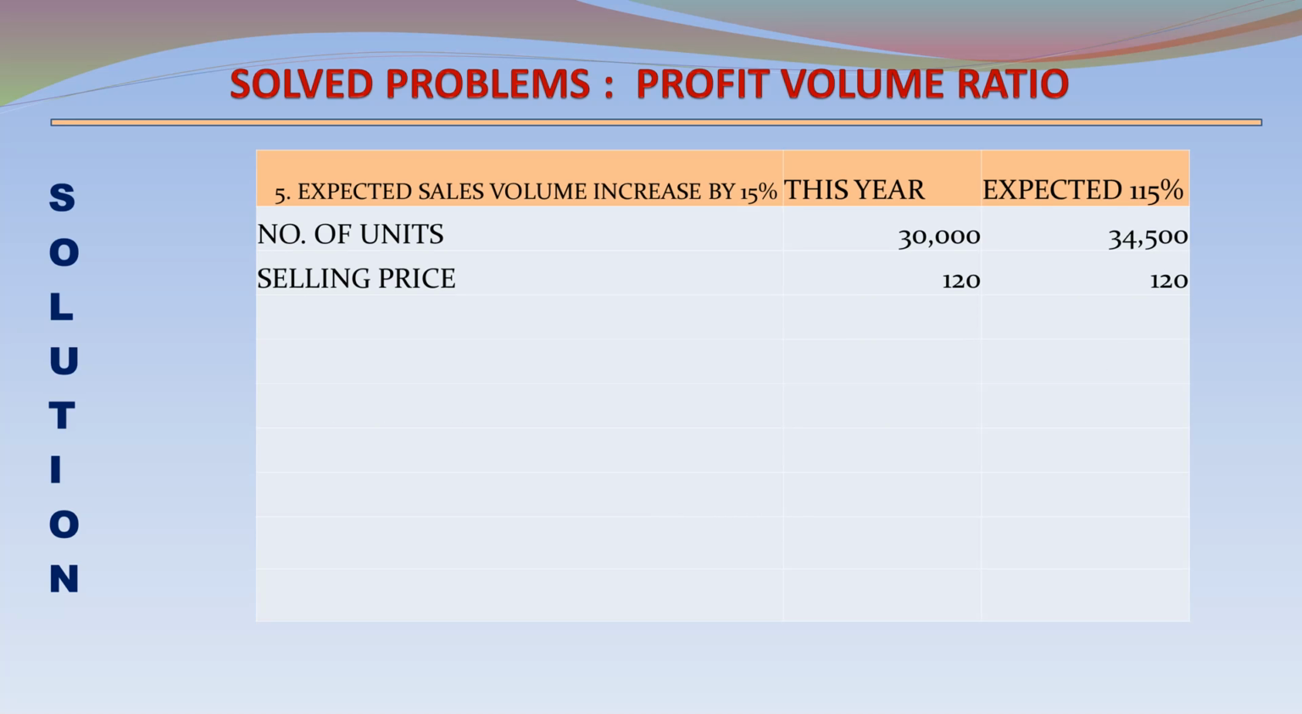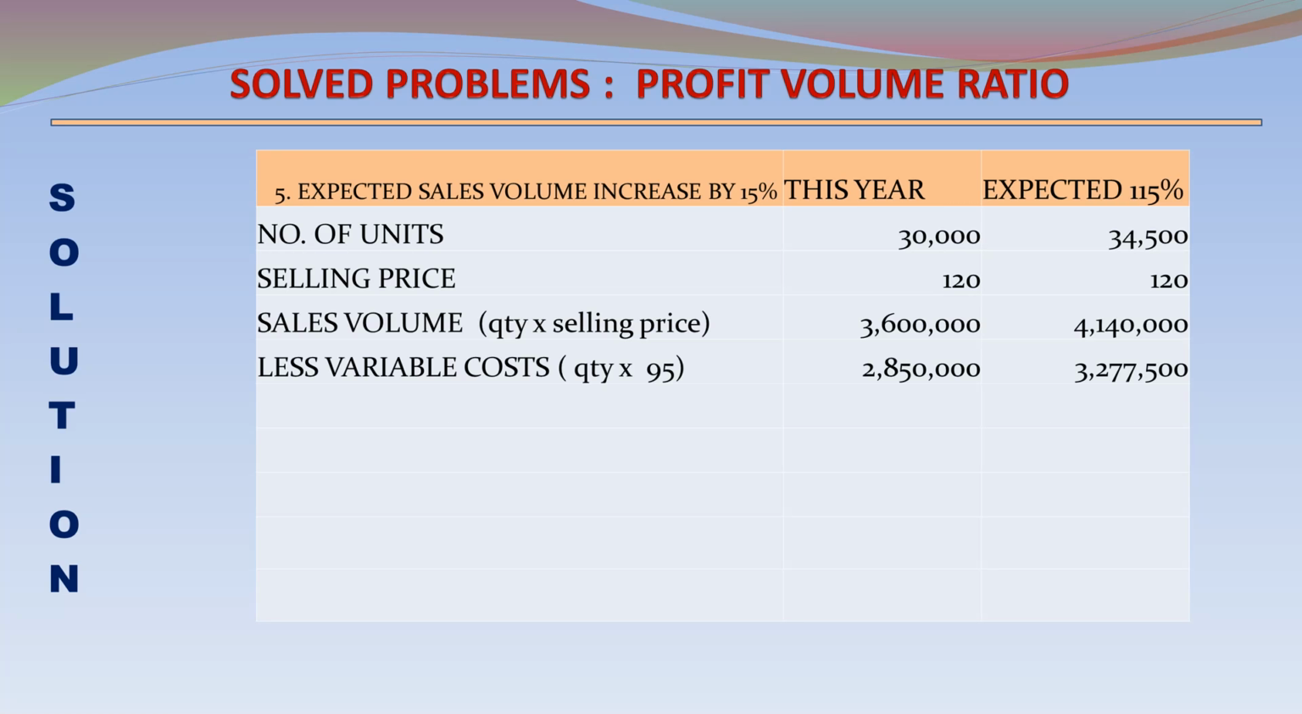5. Expected sales volume increased by 15%. This year expected is 115% of the last year. So, number of units 30,000, expected 34,500, selling price 120, expected 120. Sales, volume quantity into selling price, 3,600,000 this year, expected 4,140,000. Less variable cost, quantity into 95, 2,850,000 this year, 3,277,500 expected.